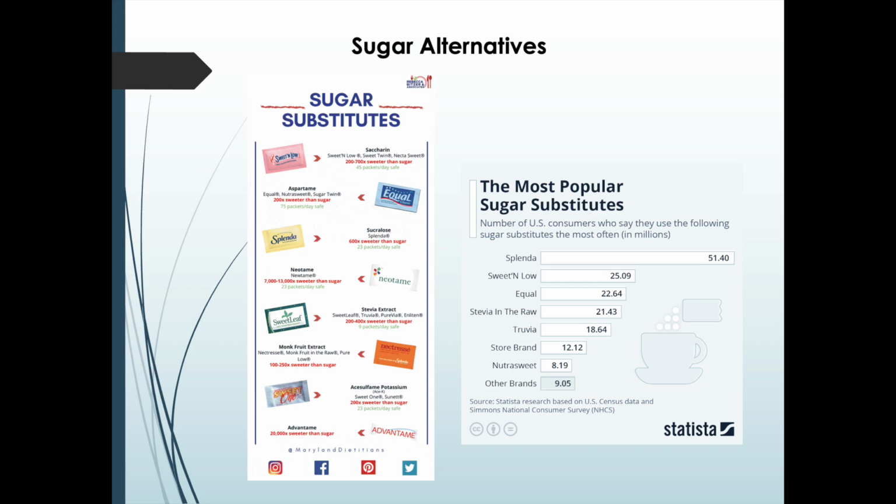Splenda is 7,000 to 13,000 times sweeter. Sucralose is 600 times sweeter. Stevia is 200 to 400 times sweeter. I'm talking about sweetness, so you put much less to get the same sweetness. But these have no calories.